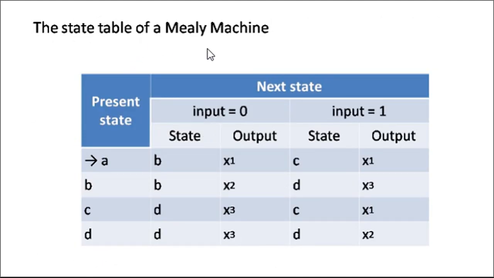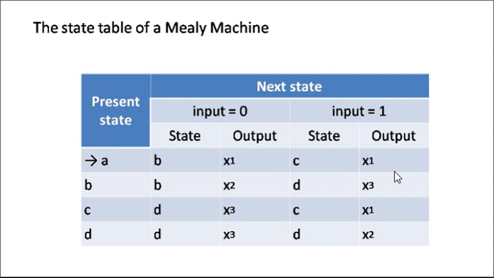Then we see the state table of the Mealy machine. How can we read it? Whenever the present state is A and the input is 0, the next state is B and the output at that time is x1. Again, when the present state is A and the input is 1, the next state is C and the output is x1, like this. Now we will see the details of the Mealy machine representation.